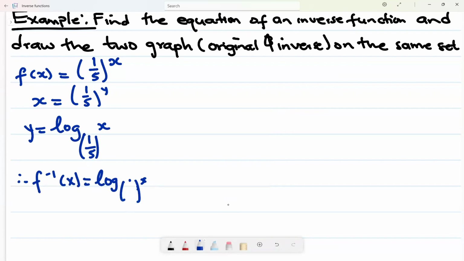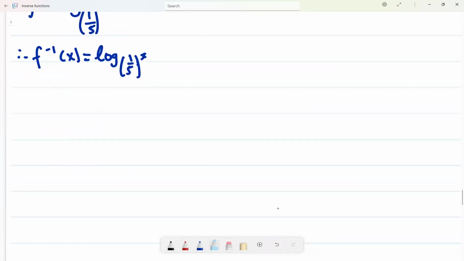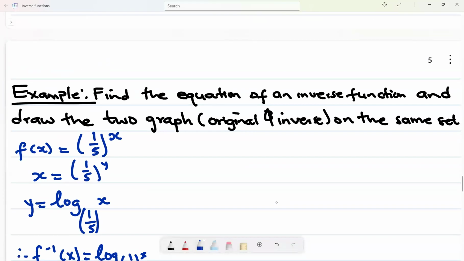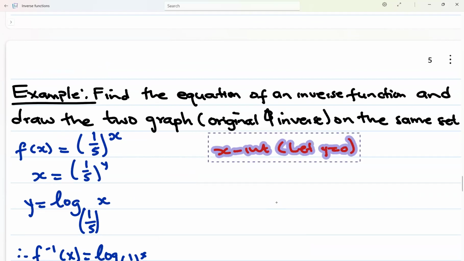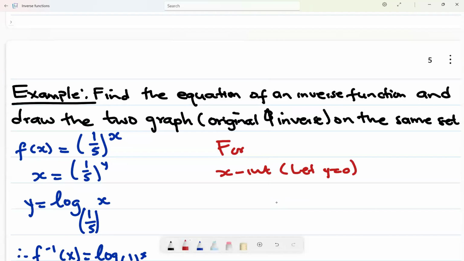Very interesting. Now, remember they want us to sketch. What I do is find the x and y intercepts of this one and interchange them. You are clever now. So for the x-intercept, I'm going to let y equal to 0. Then it's going to be this one, right? I'm looking at f of x. Let me just indicate that for f of x.